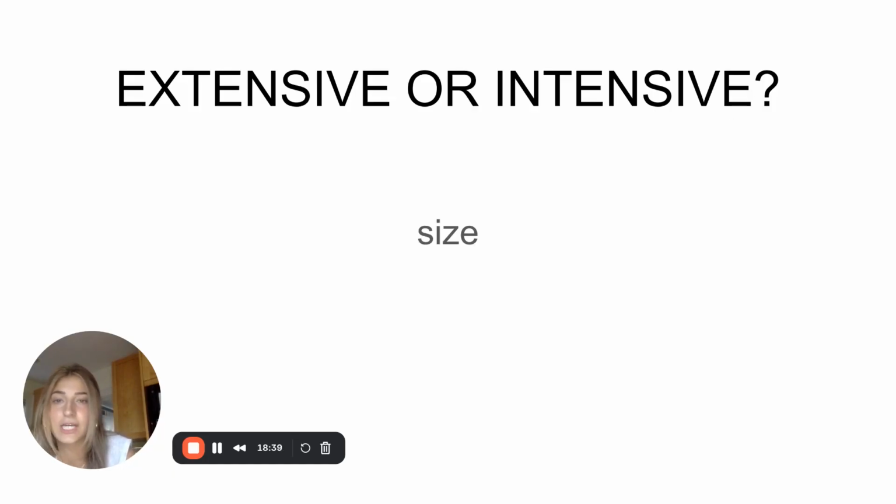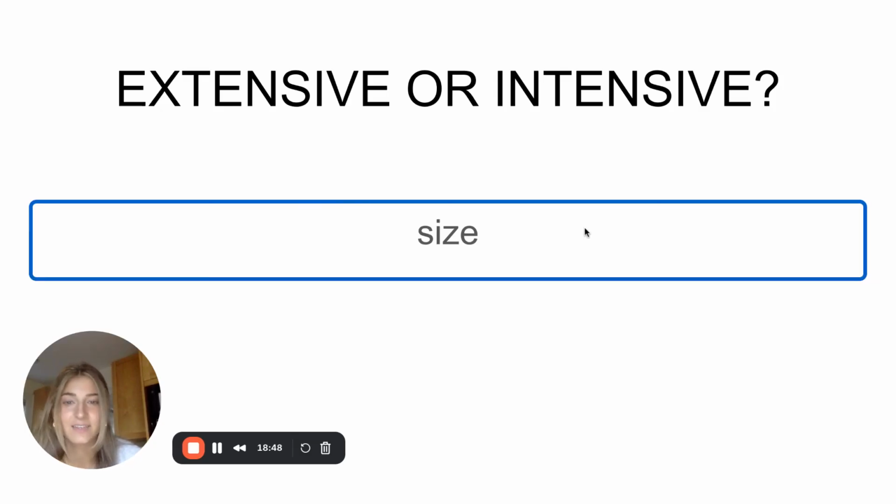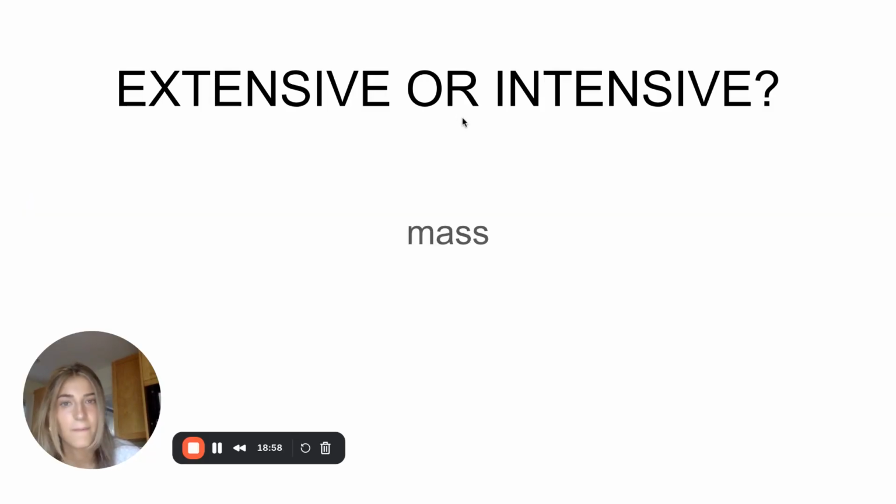Size. 3, 2, 1. Okay, I'm back. So size is, of course, extensive. It depends on the amount of matter there is, not the type. Mass. 3, 2, 1. This is again extensive. It matters on the amount, not the type.